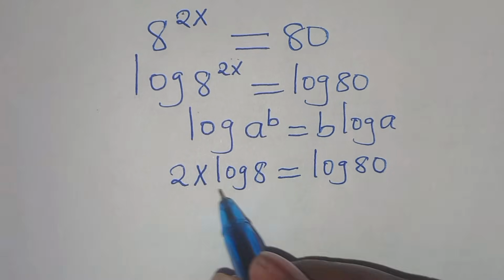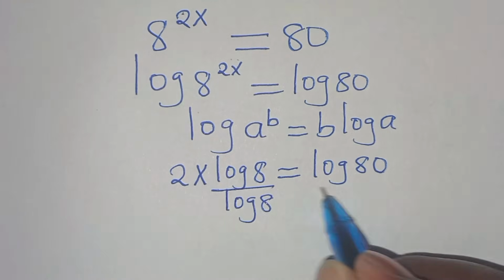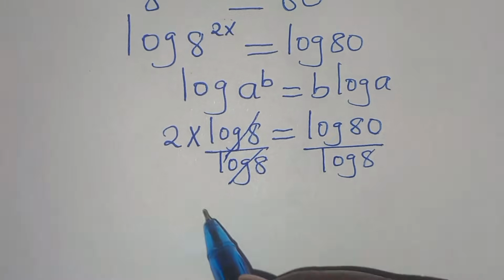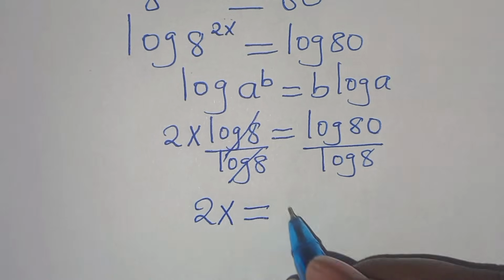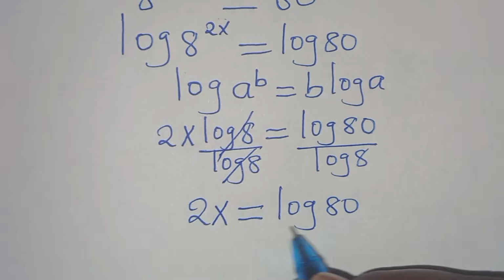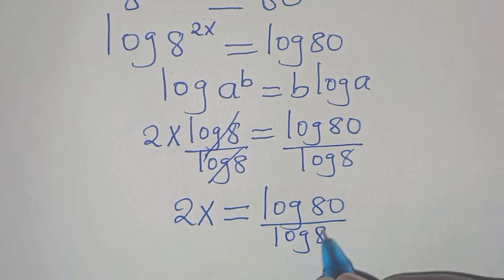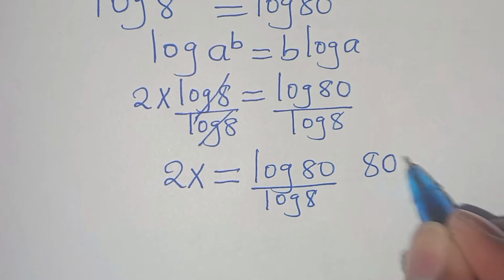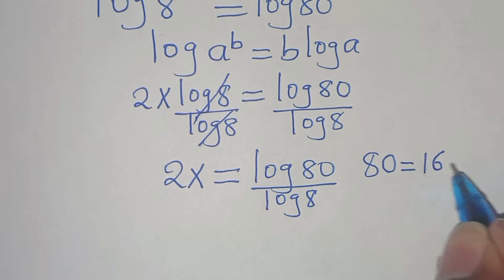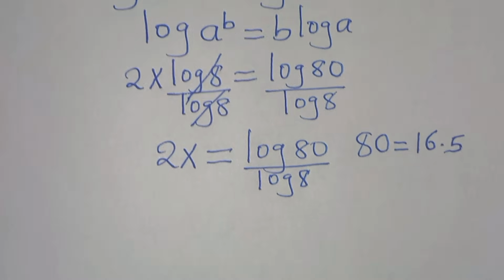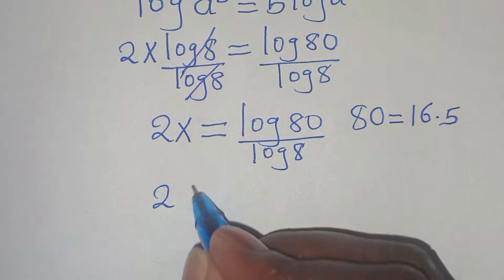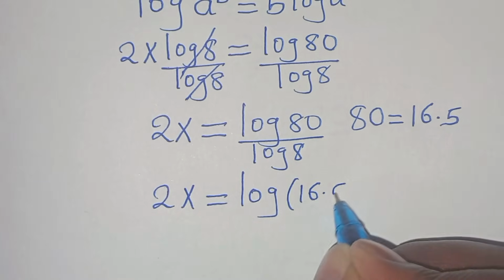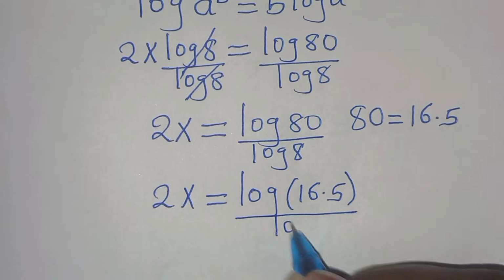Now, the next step is to divide both sides by log 8, so that now we can simplify here and here, so that 2x, this is equal to log 80 divided by log 8. Now, the next step is that we can express 80. This is the same thing as 16 multiplied by 5. So that now we have 2x. This is equal to log 16 multiplied by 5 divided by log 8.